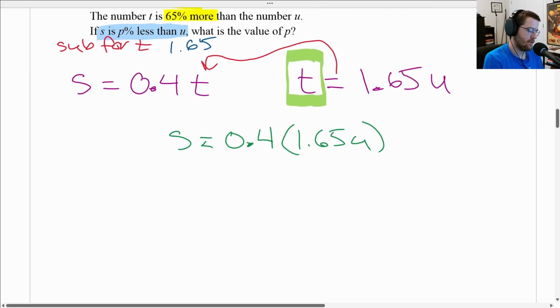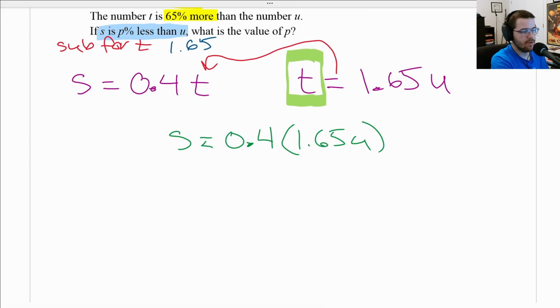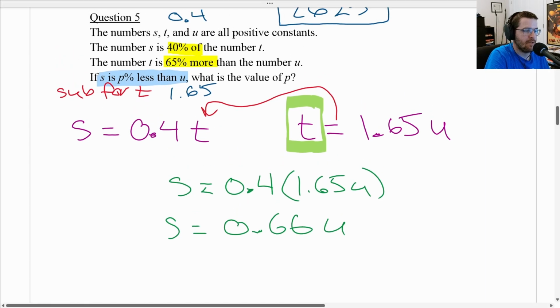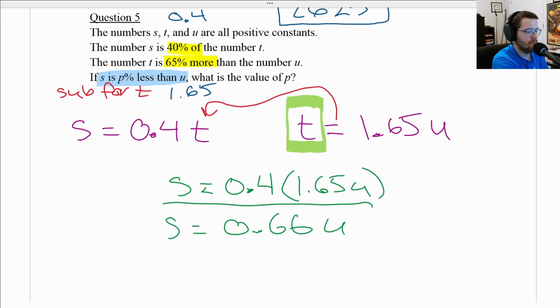Now I'm going to do 0.4 times 1.65. What is that? Okay, I am getting S equals 0.66 U. So now, which letter did they want us to get by itself, S or U? Well, the wording makes it seem like S is. It should be like S equals, and we got S equals. So I feel like we're good. I feel like we don't need to do anything else with this. So this is what's going to help us get the answer.